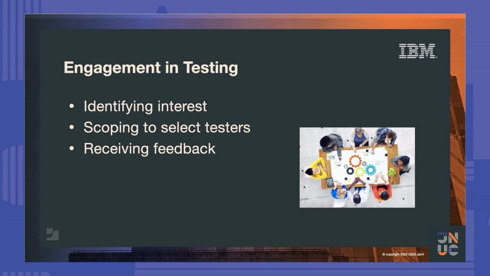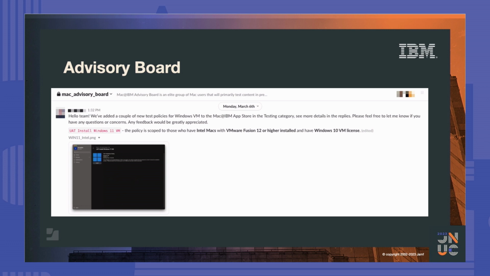At IBM, testing happens in three parts: identifying interests, scoping to select testers, and receiving feedback. But the biggest question is, how do we engage our users, and does their input count? To engage our users, we give them access to the Apple beta program and other beta software. We also created a Slack channel that anyone from IBM can join. You do not have to have a Mac to join.